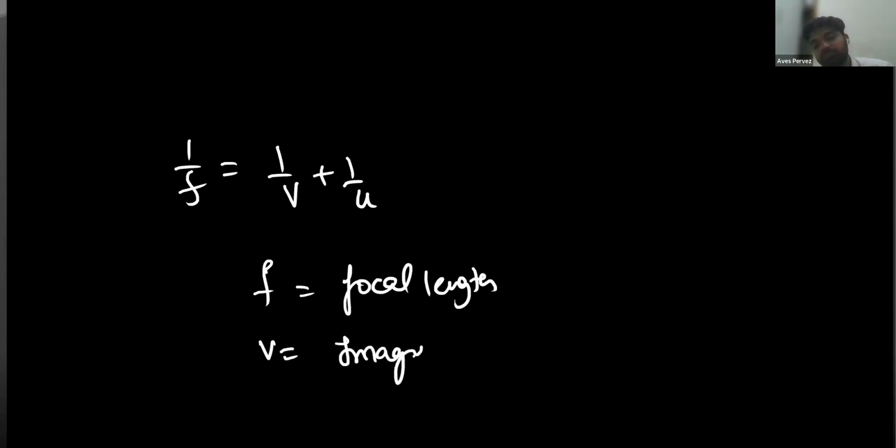We have the mirror formula: 1 upon f is equal to 1 by v plus 1 by u, where f is the focal length, v is the image distance, and u is the object distance.